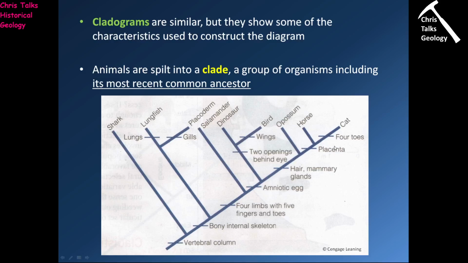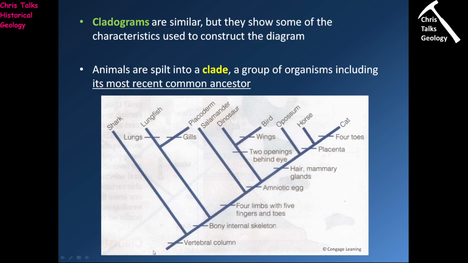So cladograms are similar to the phylogenetic diagram we just saw. However, it shows you the characteristics that we're looking at when it comes to splitting the organisms up into separate groups. So if we look at the diagram here, we'll notice that we have a range of organisms that have been split into distinct groups. These are referred to as clades. Now we can then split the clades even further into smaller groups, which we refer to as subclades.